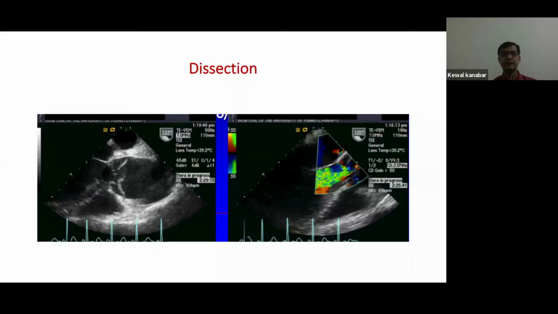Again, as seen in the picture on the left, there is a dilated aorta with a dissection flap visualized in the proximal ascending aorta, and this results in severe aortic regurgitation. As discussed, dissection and endocarditis commonly result in acute aortic regurgitation, and patients usually present with pulmonary edema and heart failure.